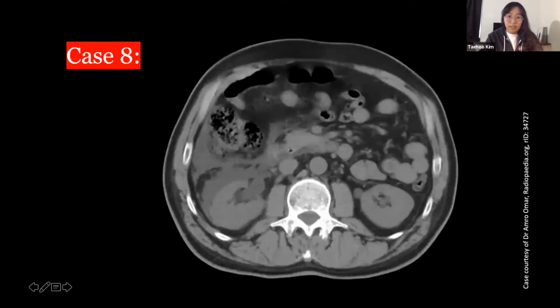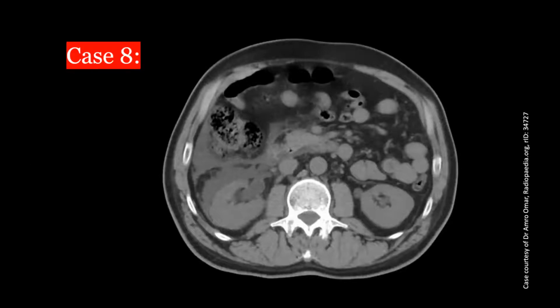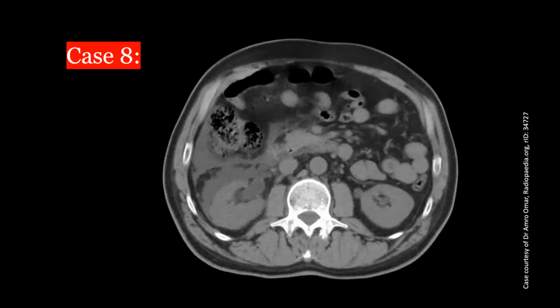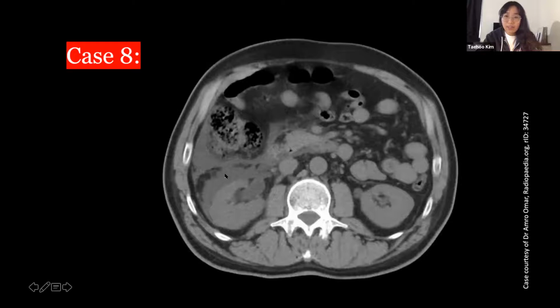Okay, number 8. Yeah, so it's a single image. Here, you need to be able to tell me, is the free fluid more on the right side or on the left side? Can someone type in the chat or tell me, right or left? Right. Right, very good. Can anyone tell me where this free fluid might be coming from? Kidney. Yes, right kidney.